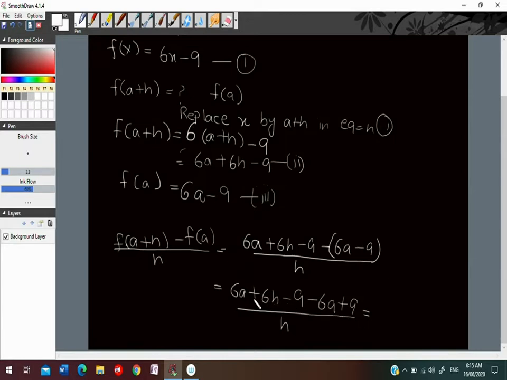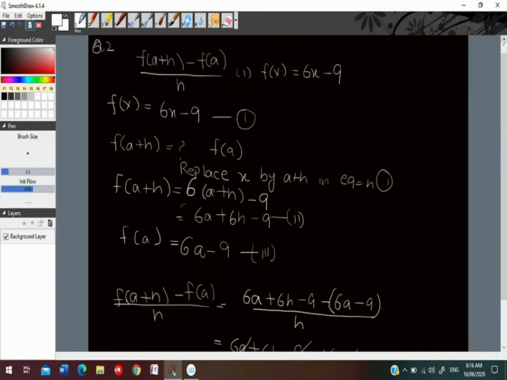6a is cancelled with this 6a, minus 9 with plus 9, and simply we get 6h divided by h. Again h and h are cancelled, and simply we have 6. So 6 is the answer of our question.